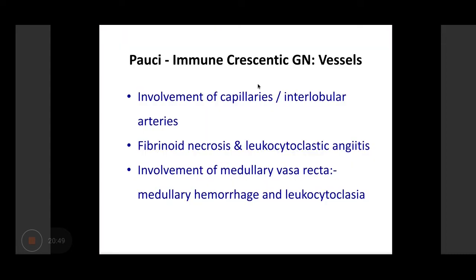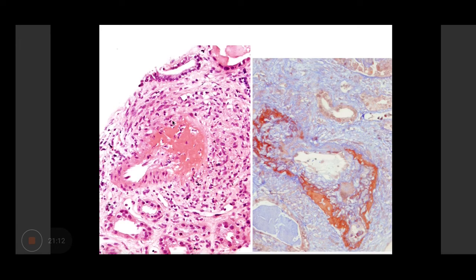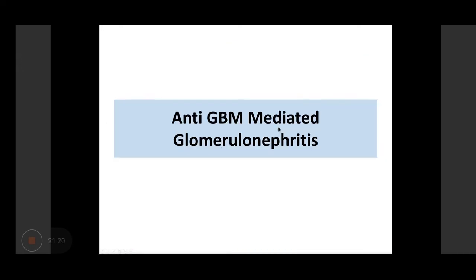Now, in addition to these changes in the glomerulus, you can also see some degree of fibrinoid necrosis and leukocytoclastic vasculitis, often involving the blood vessels, especially in the medulla. So in cases of suspected ANCA disease, you must look carefully in the medulla. You will see fibrinoid necrosis in the blood vessels and some degree of medullary hemorrhage. This is what the blood vessels will look like. You can see this part showing fibrinoid necrosis, which stains red on trichrome. So this is what pauci-immune crescentic glomerulonephritis will look like under your microscope.